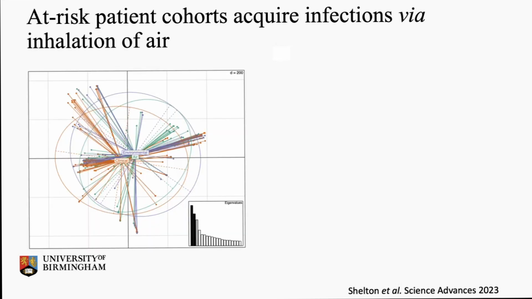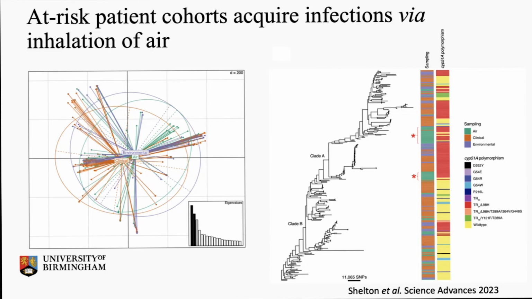But what we do know is that from the environment, patients then acquire these infections via the inhalation of air. So there was a really nice study led by Jen Shelton as part of her PhD, where she embarked on this citizen science sampling program, and she combined her air samples with clinical and environmental isolates. If you look at the genetic diversity of the air samples, you can see that generally speaking, they're all much of a muchness. They're all drawn from the same population.